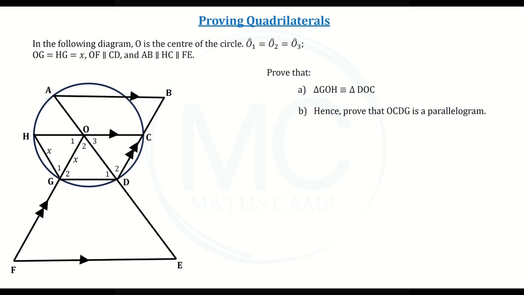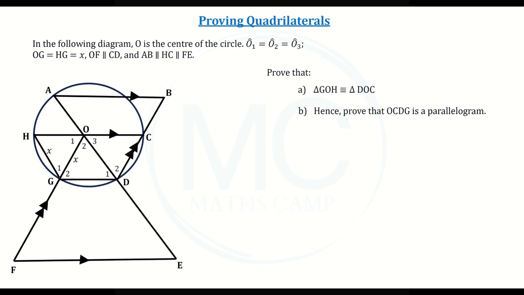In the following diagram, O is the center of the circle. Angle O1 is equal to angle O2, which is equal to O3. OG is equal to HG, which is equal to X. OF is parallel to CG, and AB is parallel to HC, which is parallel to FE. Prove that A, triangle GOH, is congruent to triangle DOC, and B, hence prove that OCDG is a parallelogram.